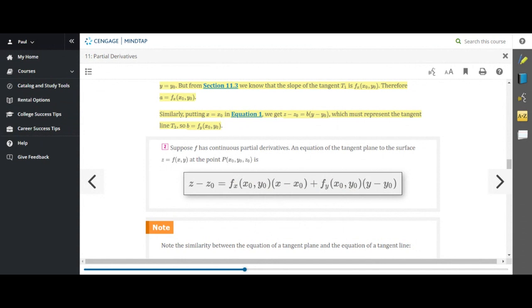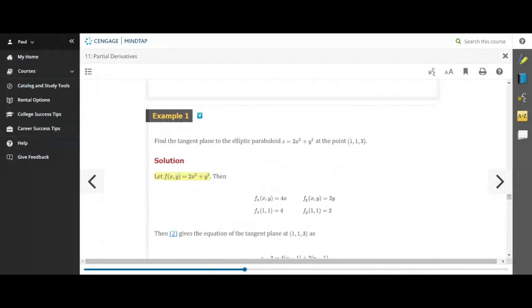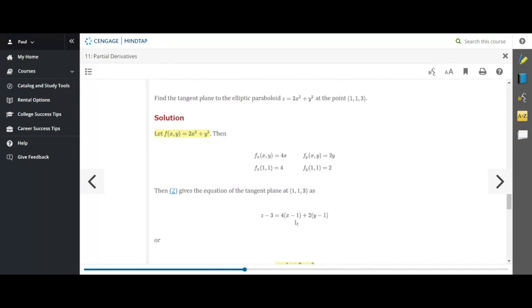But let's look at an example here. Example 1 says find the tangent plane to this elliptical paraboloid at the point (1, 1, 3). So all we need to do is compute those two partial derivatives and evaluate them at the point (1, 1). Not hard. And then we'll get the equation of that tangent plane by using the formula.